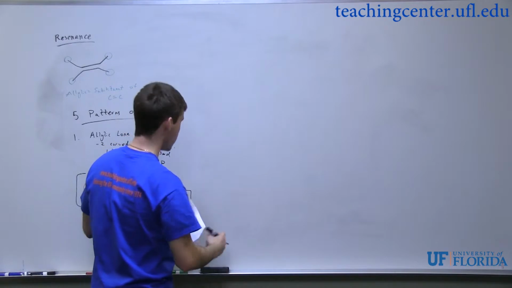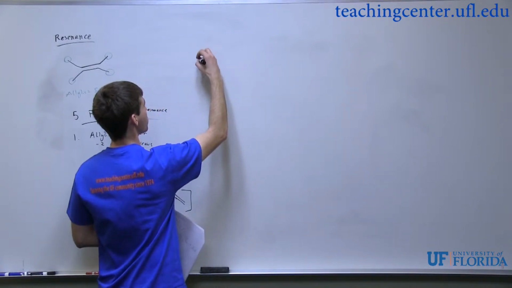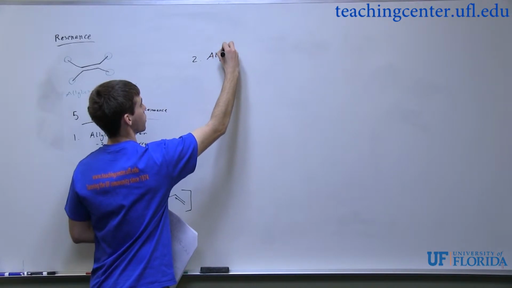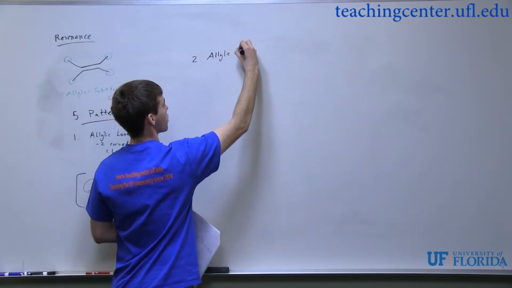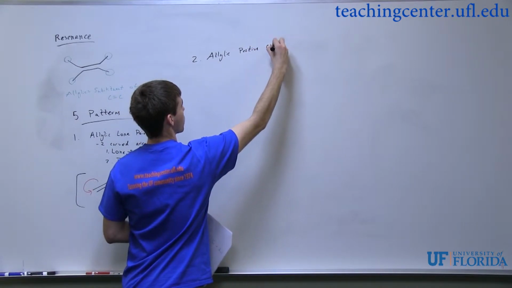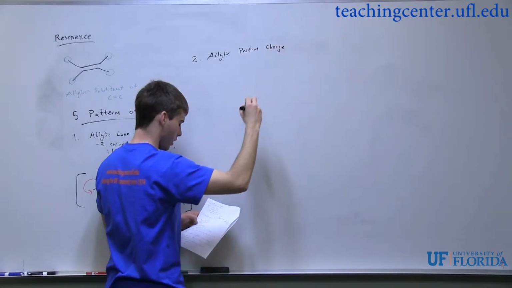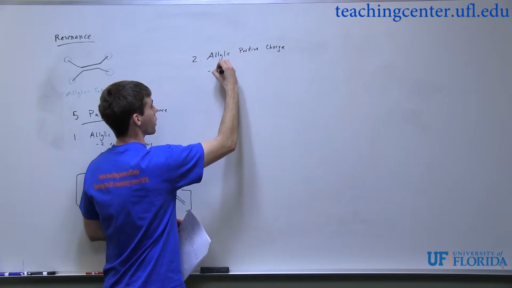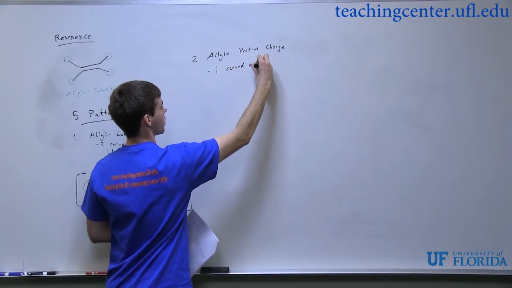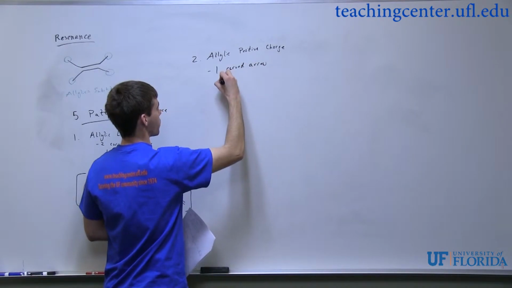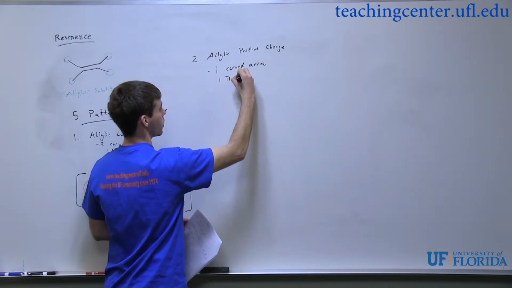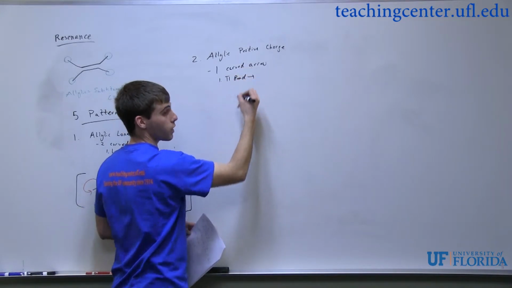All right, so number 2 is an allylic positive charge. Here we only have one curved arrow, and that is just going to be from a pi bond to form a new pi bond.